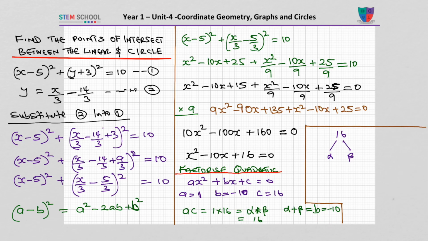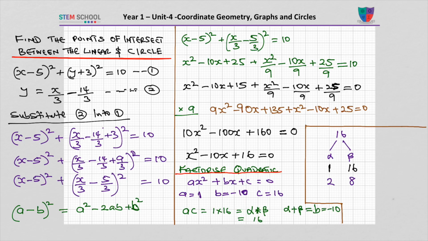So the two numbers I'm looking for, alpha and beta, have to be 16 when I multiply them, and when I add them, it will be minus 10. This is how to factorize a quadratic equation. I'll start with the first two factors, 1 and 16. If I add 1 and 16, there's no way I'll get 10.